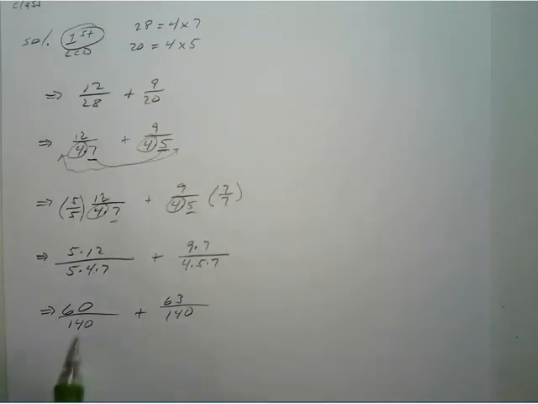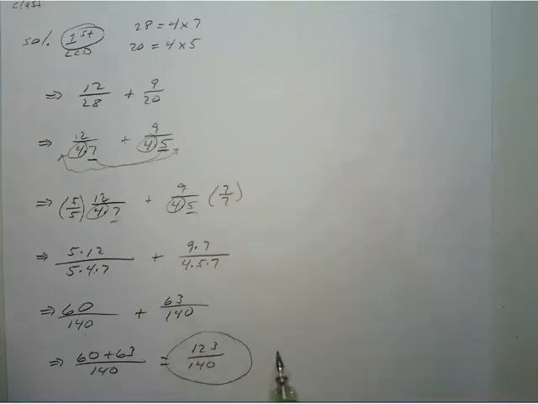All right, so we have our matching denominators. Once our denominators match, we just add our numerators. We have 60 plus 63 over 140, which is just 123 over 140, and that cannot be reduced any more than that.